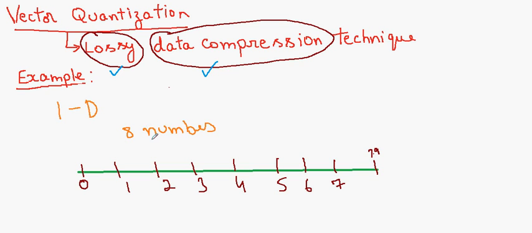If I want to represent these 8 numbers in binary, how many bits do I need to represent these? So it's basically 8 numbers. 8 is nothing but 2 power 3. So I need 3 bits to represent these 8 numbers.